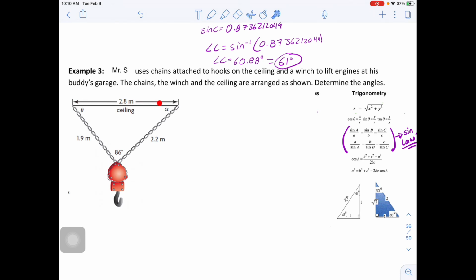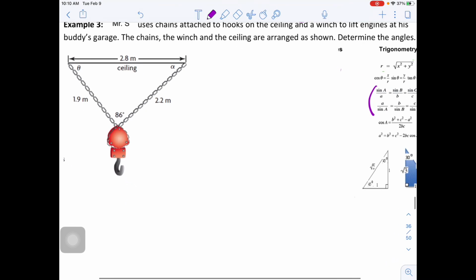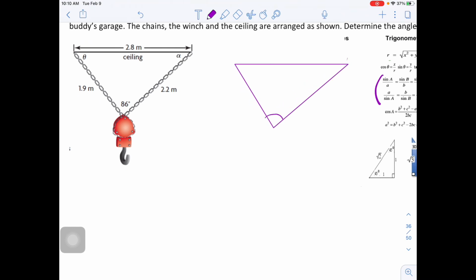Notice it gives us all the side lengths here. And now we're just dealing with a triangle. So I'm going to simplify this a little bit and make it a really easy triangle to understand. So this is 86 degrees. This is theta. Here, this is known as alpha. We know the side length here to be 2.8 meters. We know the side length here to be 1.9 meters. And we know the side length here to be 2.2 meters.